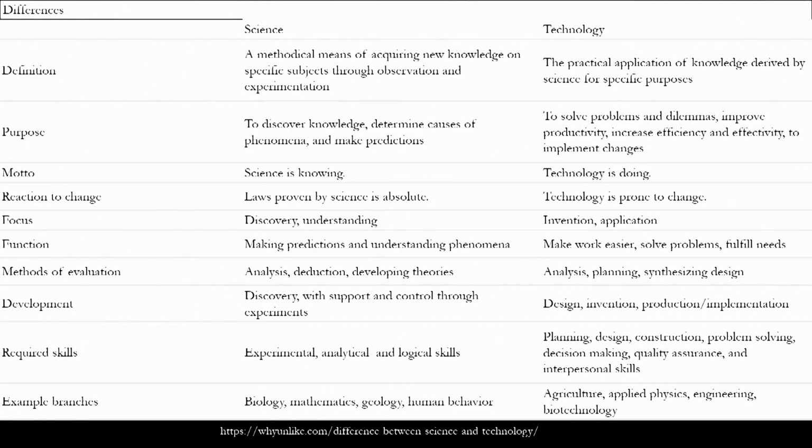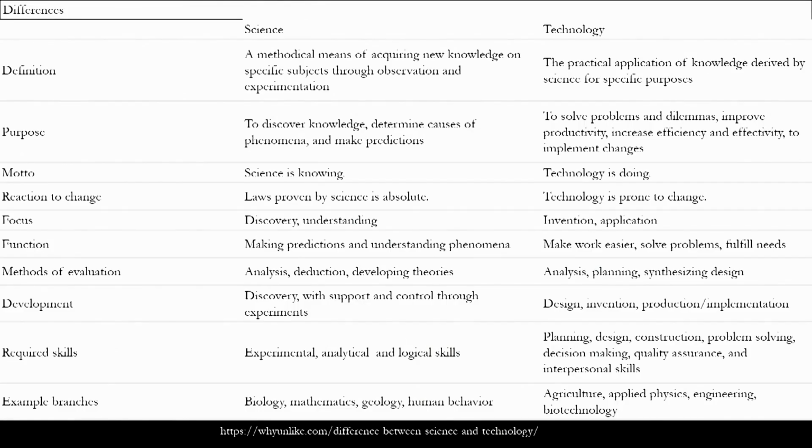Purpose: to discover knowledge. The purpose of science is to discover knowledge, determine causes of phenomena and make prediction. So, the purpose of science is to explore and to find new knowledge that we did not know before. Something that we had not known in the past, science tries to explore that knowledge and discover this new knowledge. This is one purpose of science.